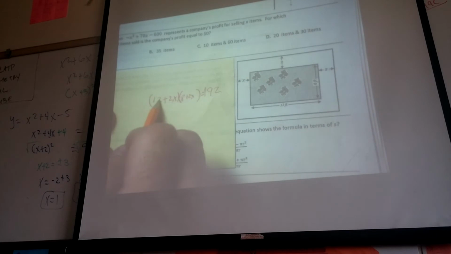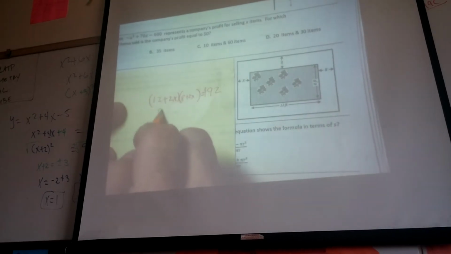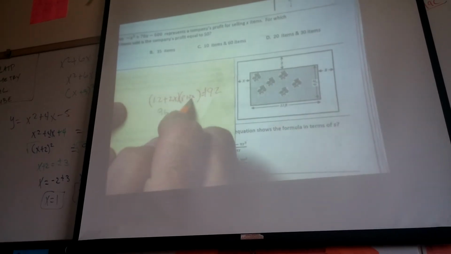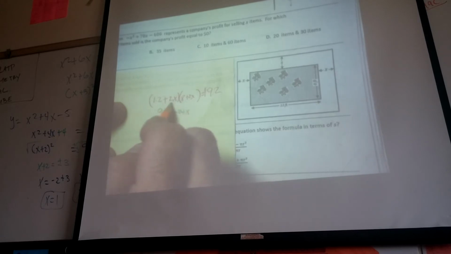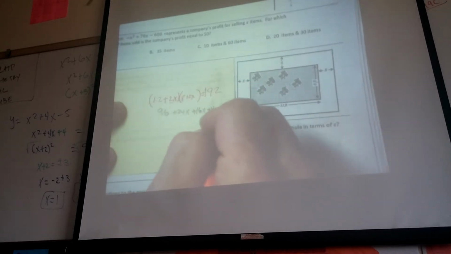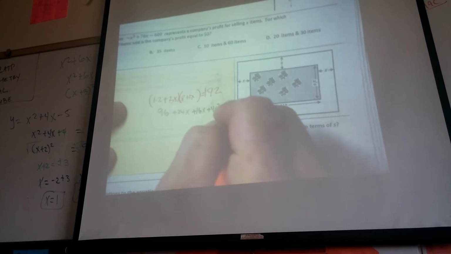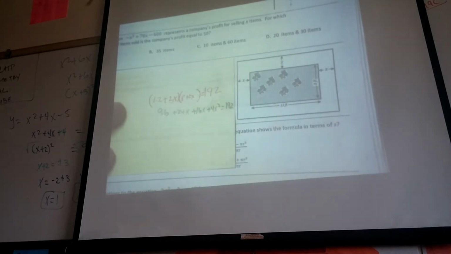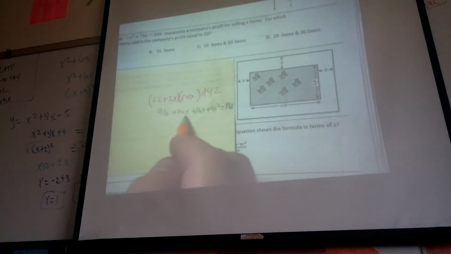So what I do here is I multiply. 12 times 8 is 96. 12 times 2 is 24. Don't forget the x. 2x and 8 is 16x. 2x and 2x is 4x squared. That has to give me 192. I'm going to clean this up here. This is going to be 40x, and 4x squared.